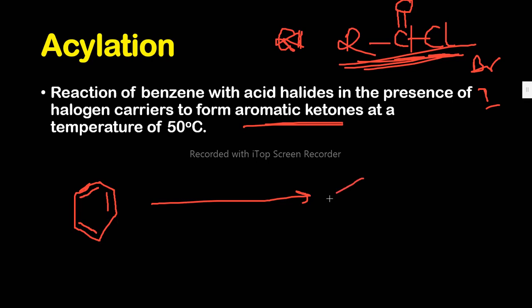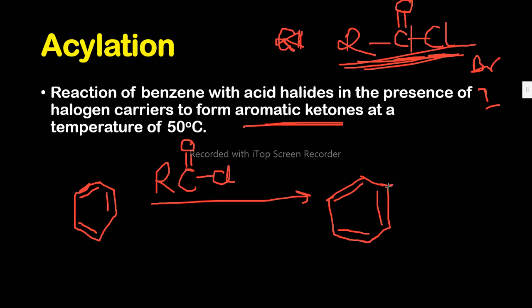So you want to add an acyl group. You react it with RCOCl. This is the same Friedel-Crafts acylation. You have your benzene ring, and then you have the C, and then the O, and then the CH3. Now, this reaction is important in organic synthesis.